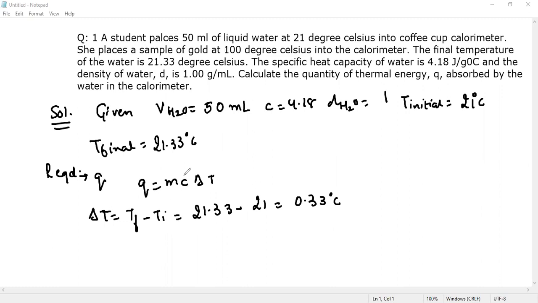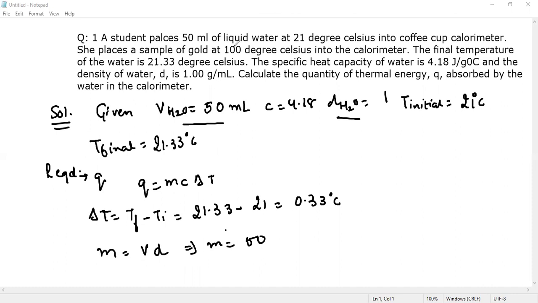What else do we want? C. C is also given for water. And then m. How do we find m here? So volume is given and density is given, right? Now, if you can recall from your previous knowledge, mass is equal to volume times density. So this is the formula we are going to use to find m. So volume is 50 ml, and then we will go ahead and put the values.